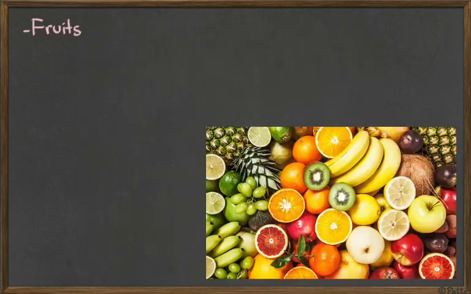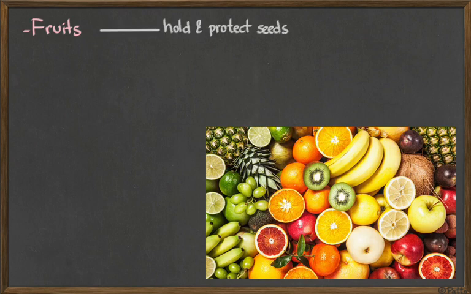Okay, so then what about the fruits? What's the idea of fruits? Fruits are quite important. We like them, we love them, we eat them, but fruits have a very important role in the development of plants. They hold and protect the seeds, so the seeds are enclosed in a nice shelter, but they also help in the dispersion of the seeds.